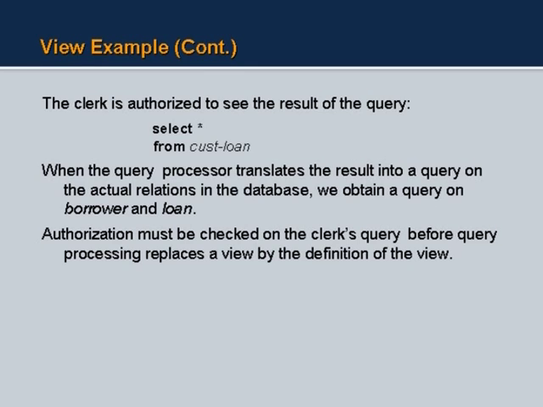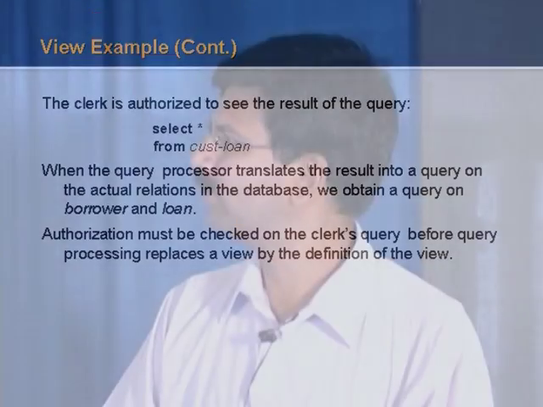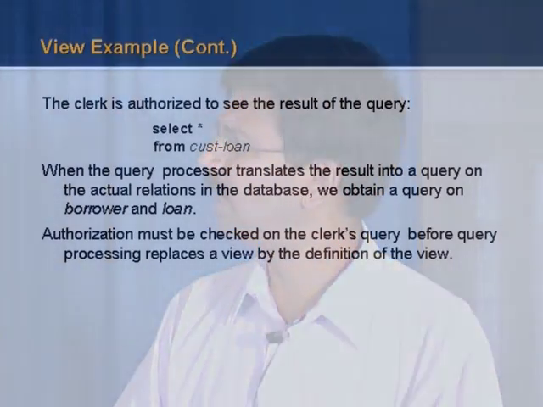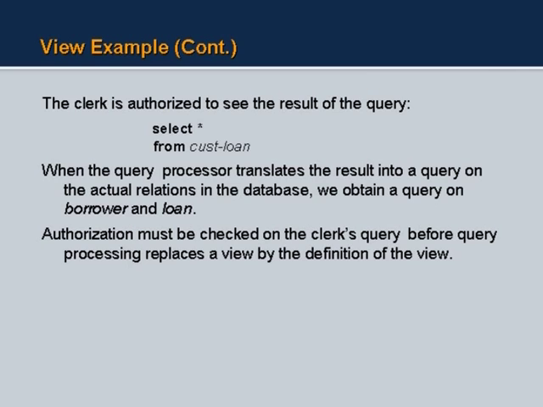Okay. So, this is another example of a view, customer loan. It joins borrower and loan and links branch name and customer name. So you don't know what loan links up this customer with this branch. The loan number and amount and so on, all those details are hidden. And you can grant this to a clerk who needs to know which customers are there at the branch without knowing what the underlying loans are. The clerk can run select star from cust loan and get that.